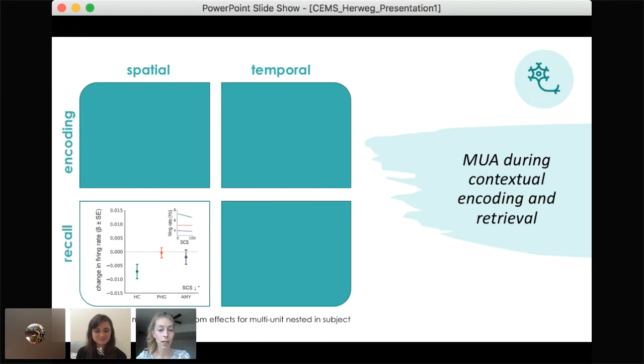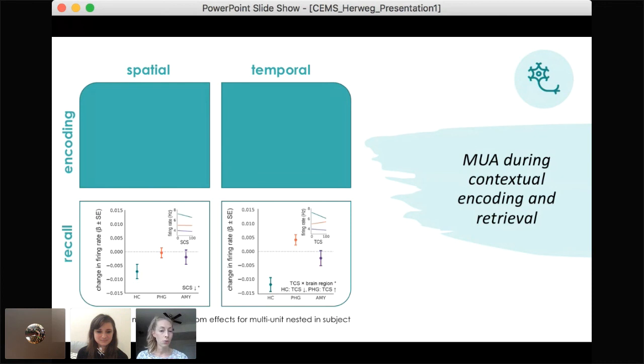Every one of these graphs shows the linear effect of the clustering scores on the firing rate. So a positive value indicates that firing rates are high during nearby recall transitions, and a value below 0 indicates that firing rates are low during nearby recall transitions. And then the little inset just shows the corresponding regression lines for the beta values. And what we find for spatial context retrieval is that there is a general decrease in firing rates in the MTL whenever spatial context is retrieved. This effect is most pronounced in the hippocampus, but the difference between the brain regions is not significant.